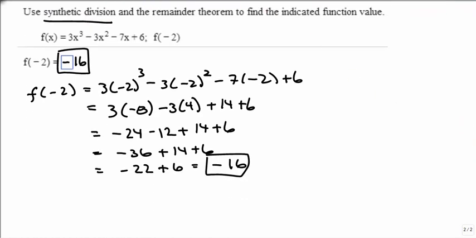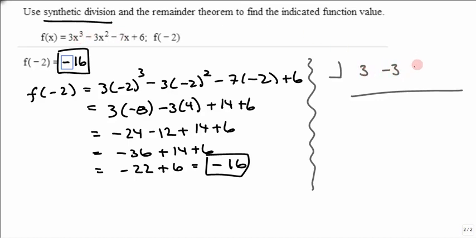So let's do this same problem. Let's use synthetic division. When we're setting this up for synthetic division, remember we have to go in order of our powers. So I have 3x cubed minus 3x squared minus 7x plus 6. So this is x cubed, x squared, x to the first, and my constant.